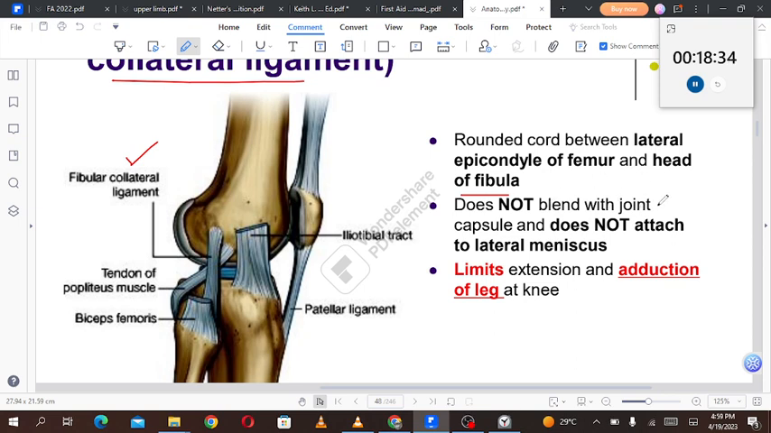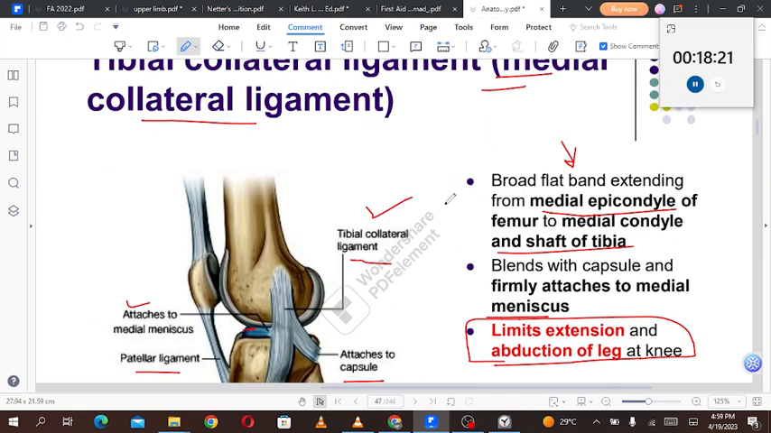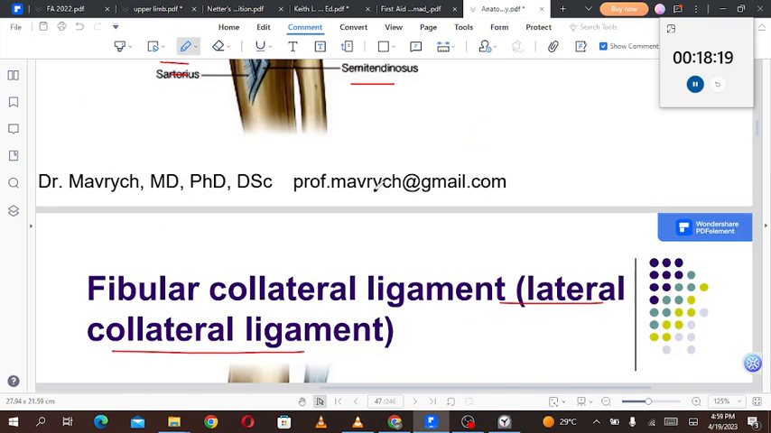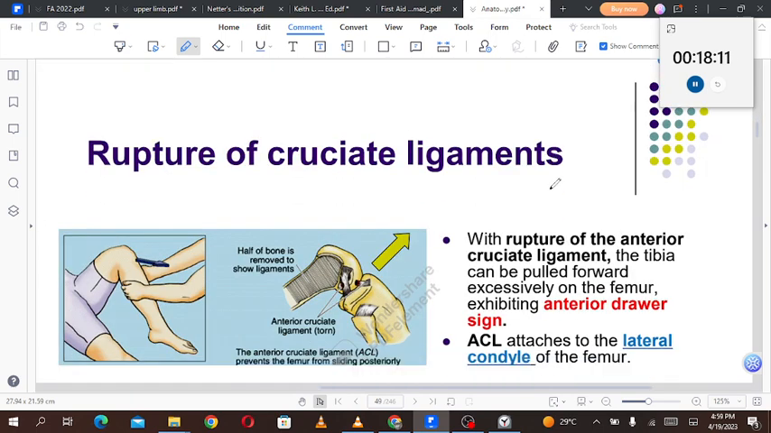It does not blend with the joint capsule and does not attach to the lateral meniscus. So it does not blend or attach with the lateral meniscus, in contrast to the tibial collateral ligament, which blends with the joint capsule. Along with that, it is very firmly adherent to the medial meniscus. Then it limits the extension and adduction of the leg at the knee. So this ligament limits the extension and adduction of the leg at the knee joint.